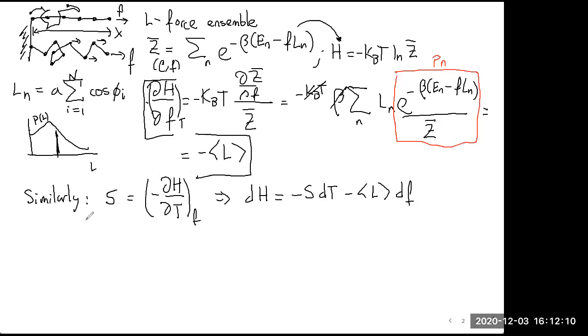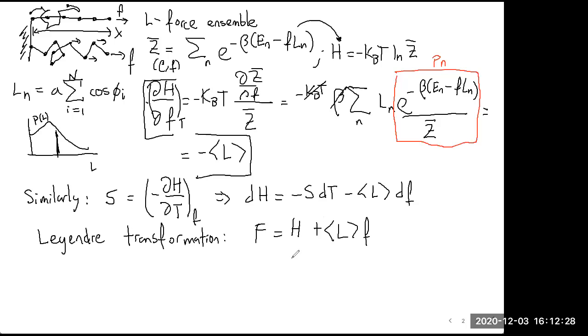So this is often called the Legendre transformation as well. Legendre transformation, which for this problem is F, the free energy, equals H plus LF. So dF, the real free energy, will be minus S dT plus L dF. Okay, but this is not so important. What I think is key for you is to know these relations that you can use to get the average length, which is what I'm going to use later.